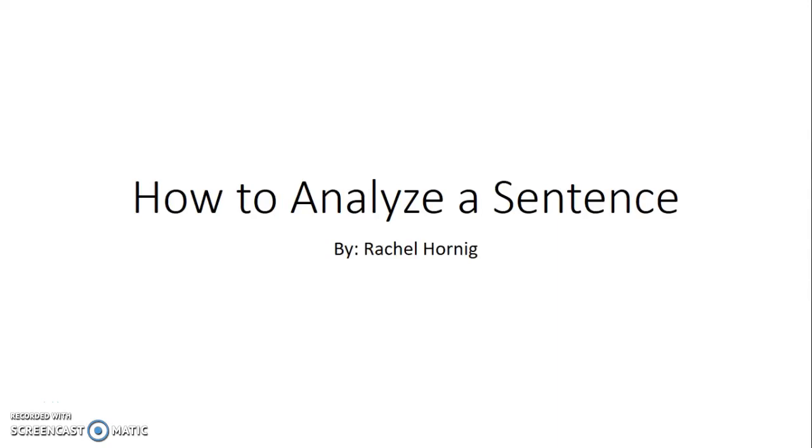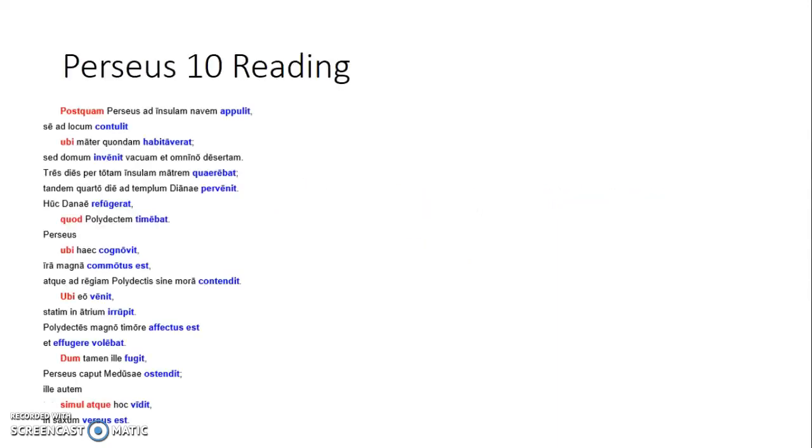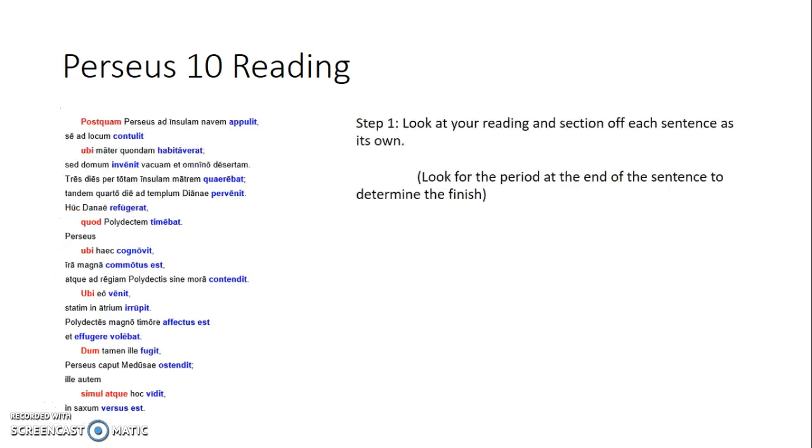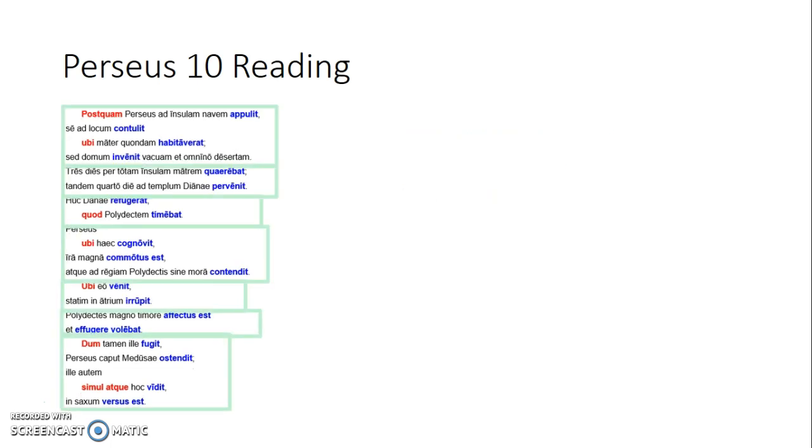This is how to analyze a sentence. This is the Perseus 10 reading that we will be using. Step 1. Look at your reading and section off each sentence as its own. Look for the period at the end of the sentence to determine the finish. Here I've outlined all of my sentences in light green.